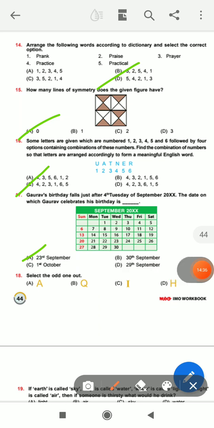Next question number 18. Select the odd one out. Okay, 18 number: A, I, H, Q. Q is the odd one. Option B. Select the odd one out. Okay, complete 18 number. Next I discuss question number 19.